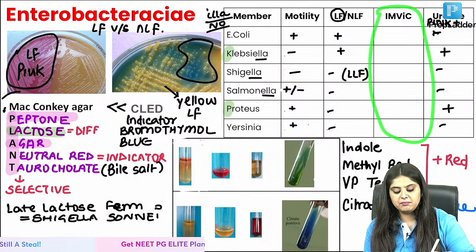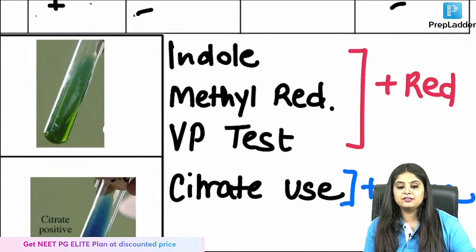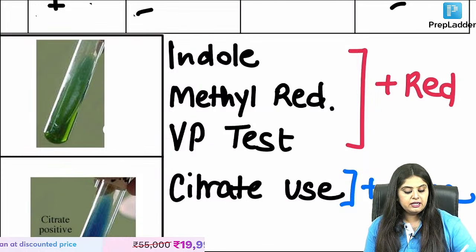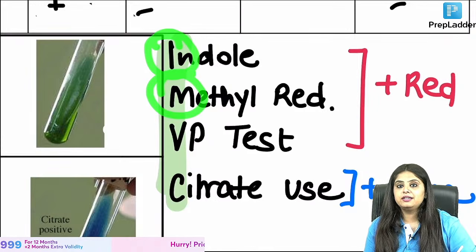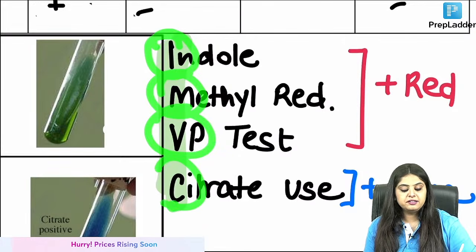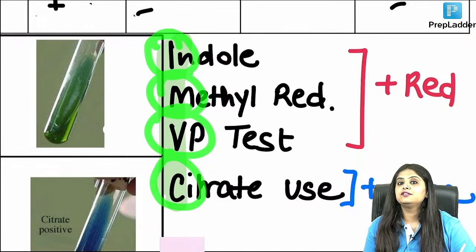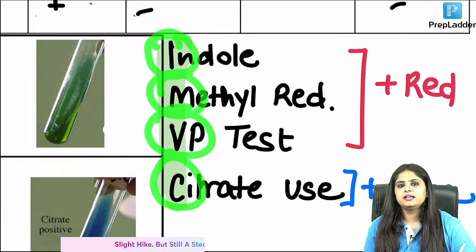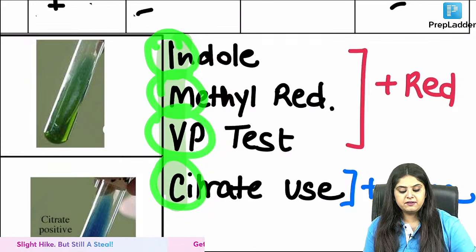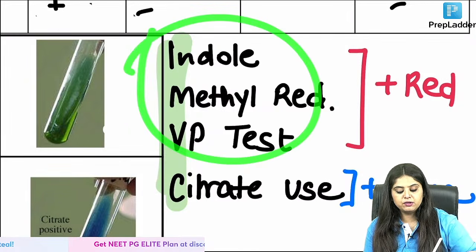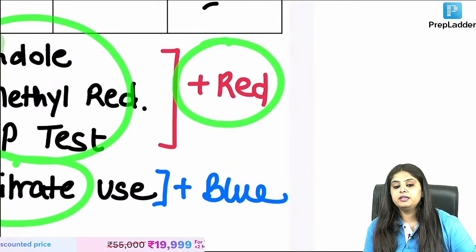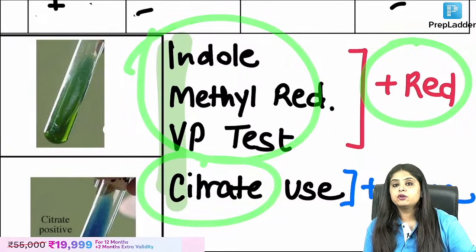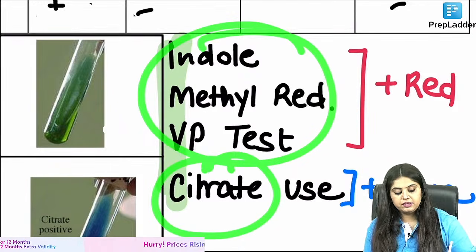Now remains IMVIC. Ma'am, what is this IMVIC? These are the 4 tests which are IMVIC. Look at the name. It will always be written as IMVIC: Indole test, Methyl red test, VP test and Citrate test. The good news is no one asks you the full form. They ask you to read IMVIC, what is positive, what is negative. Whenever I, M and V will be positive, you will get a red color, and when citrate will be positive, you will be getting a blue color. So repeating, for all of them it is red color, for citrate it is a blue color.